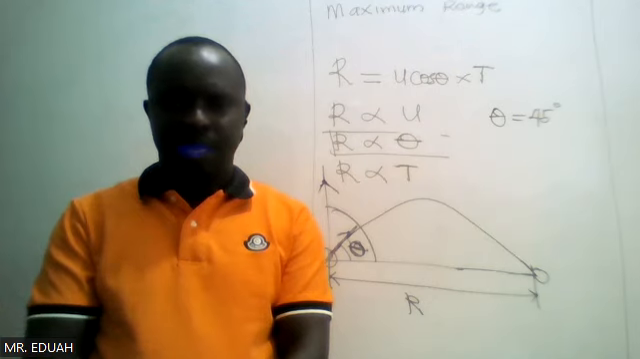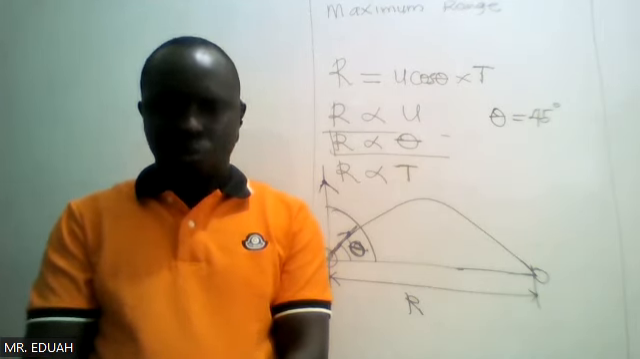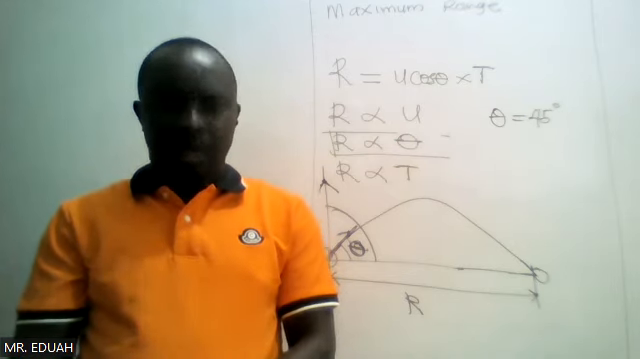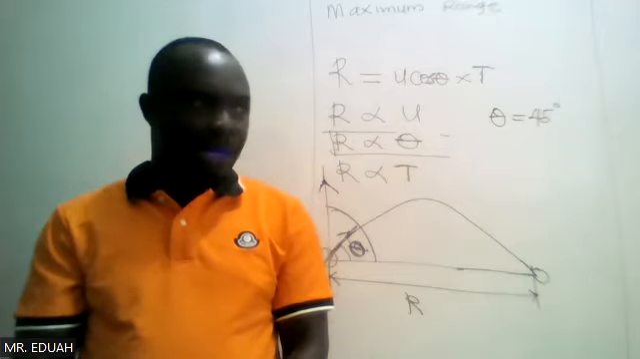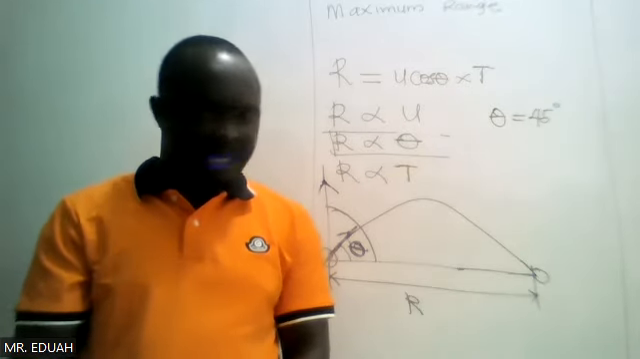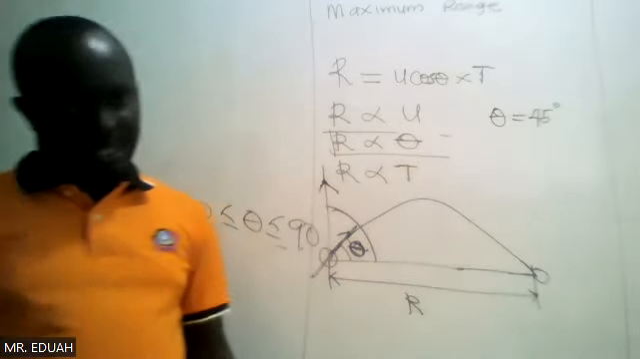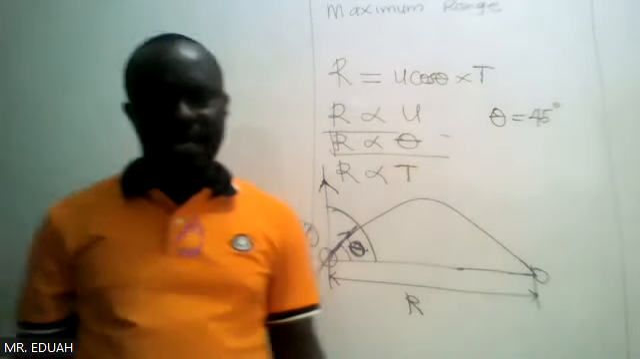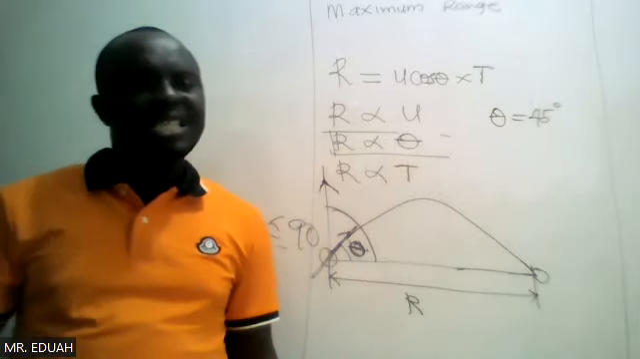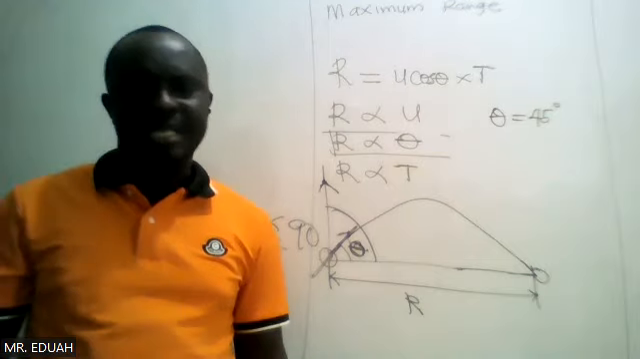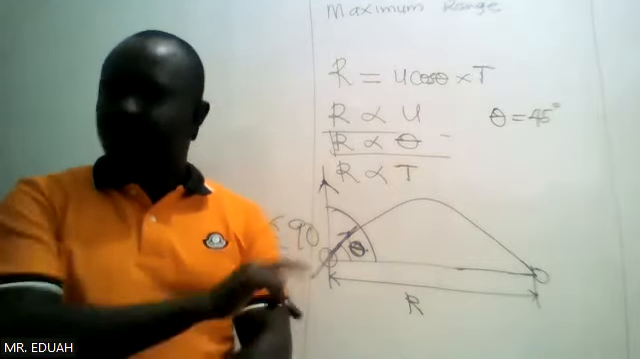Yes, it's a question. Please, can you repeat what you said about the maximum range occurring at 45 degrees? Okay, I'll repeat it, but pay attention. What I'm saying is that because R is directly proportional to theta, the angle of inclination, it implies that different angles would give you different horizontal distance traveled by the body.